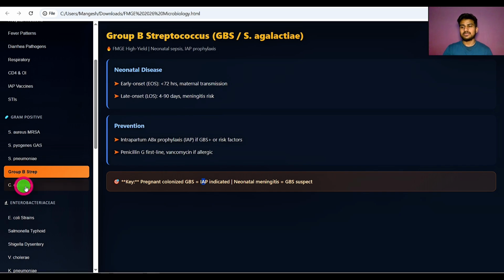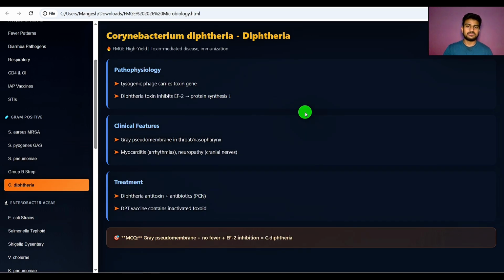The next thing is about C. diphtheria. C. diphtheria is known as Corynebacterium diphtheriae. This is more important because this has been repeatedly asked in recent FMGE exams. When I say recent FMGE exams, I mean the exams from 2023 to the July 2025 exam. The July one was my first attempt. So yeah, 2023 to July 2025. This was a high yield topic, so that's why I have included it in this.